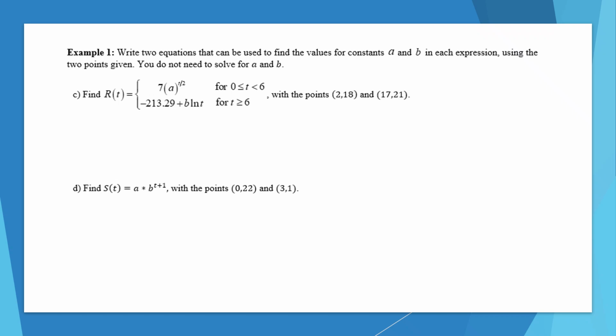All right, so for example 1c, we have a piecewise function here. The first thing we want to do is for each point, see which function, whether it's the top or bottom function, we're going to plug it into. So for the first point, when t is 2, that will be plugged into the top function because t is between 0 and 6. And so we're going to set our y value, 18, equal to 7a to the power of t, which in this case is 2, over 2. And we can leave it like that. That is our answer for our first equation. And then our second equation is going to be based off of this point.